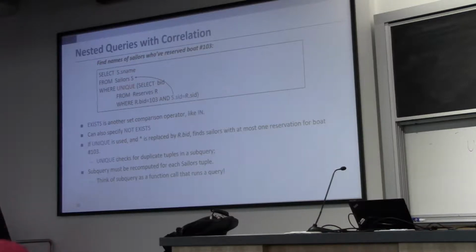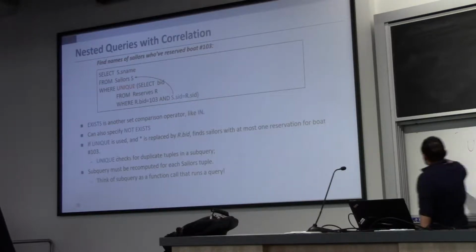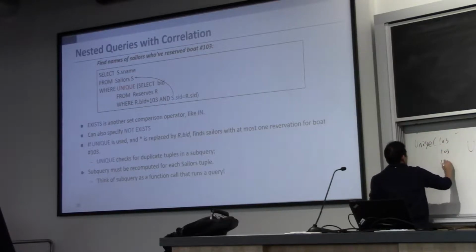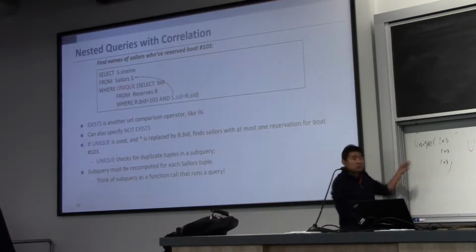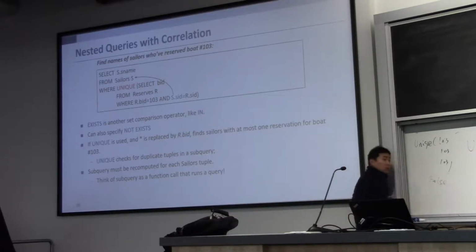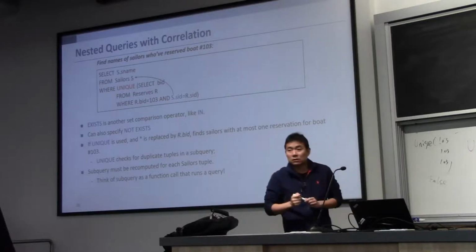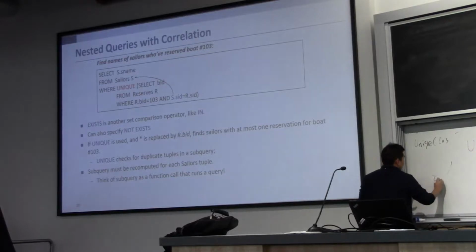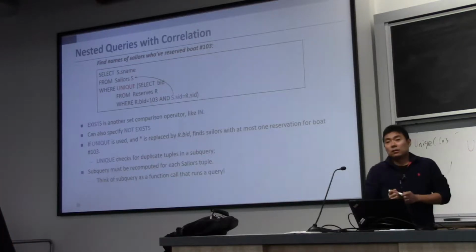Because I already told you, unique over an empty set means false, meaning that those sailors who never reserved 103 will be eliminated anyway. And for those who have reserved 103 more than once, unique will be evaluated to false. That's to say, you are evaluating unique over something like this. This means the current sailor has reserved 103 multiple times, and this is false, so the current sailor will not be returned. Only if it's like this will it be true. Okay? Questions?